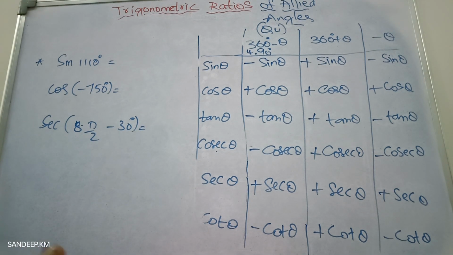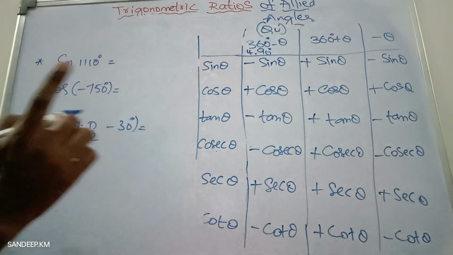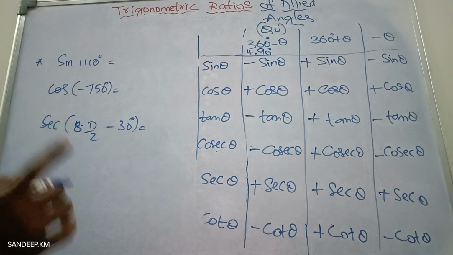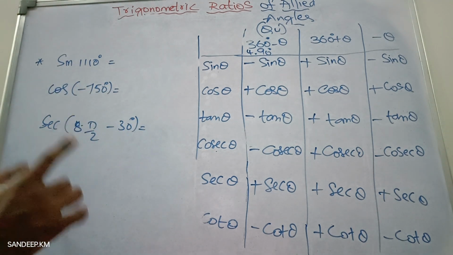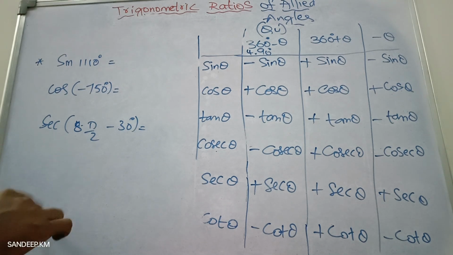So I hope you understood this concept of trigonometric ratios of allied angles. If you are watching the 5th video, please understand that the 6th video is the continuation of the 5th video, and we will upload it after this video.